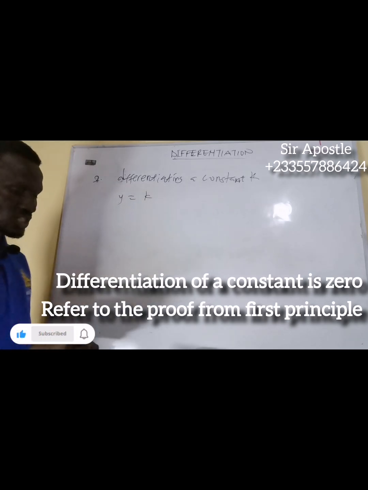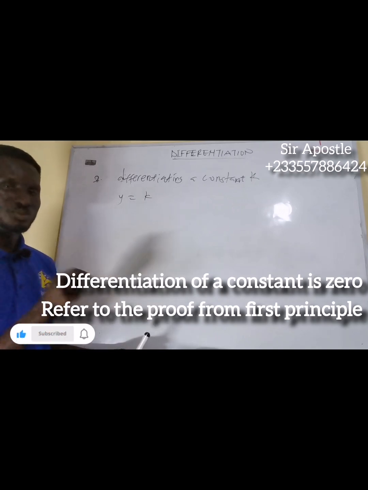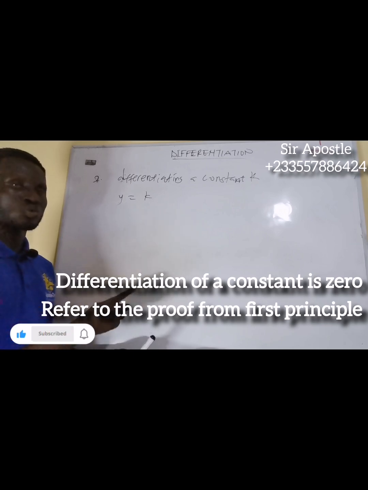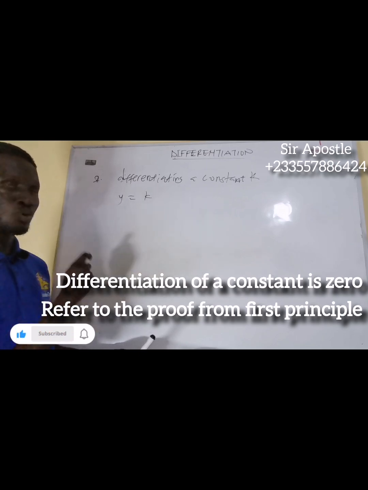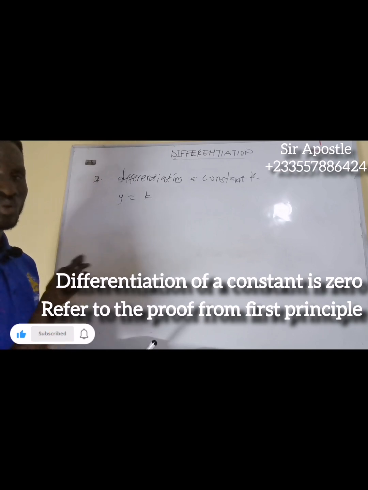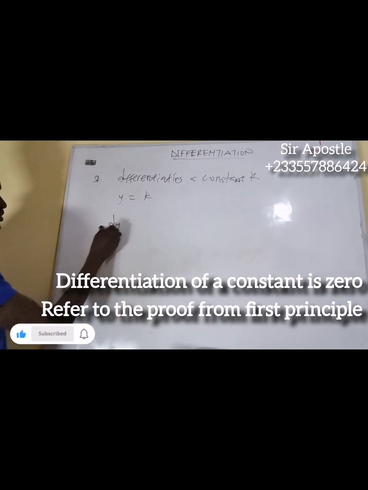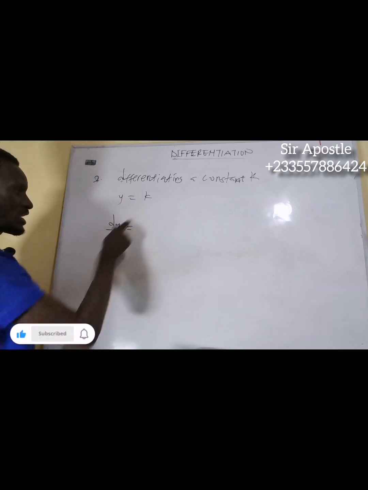During the first principle, I proved this one. Go and watch the video on first principle. I proved the differential of a constant, and after going through the first principle, we realized that whenever we differentiate a constant, we get 0. Anytime we differentiate a constant, we get 0. So the proof is over there in my video on first principle, so go and watch that one.